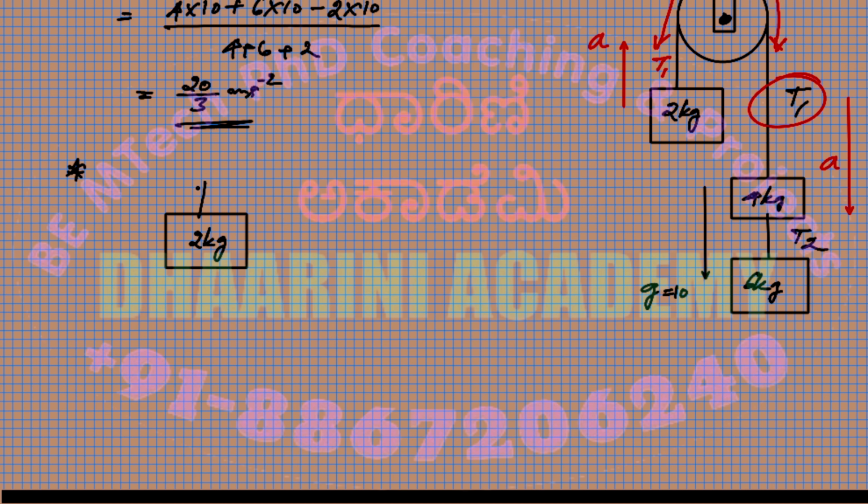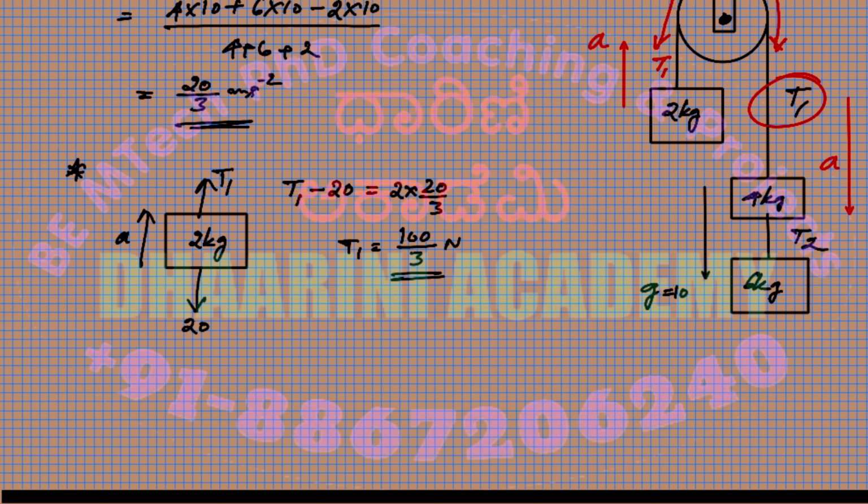There is a tension on one side. This is T1. There is a weight acting on this body going downwards. So I can write that is 2 into 10, so that is 20. And this body is going to move upwards with an acceleration A. So solving this easily, upwards T1 minus 20 is equal to mass into acceleration, so 2 into 20 by 3. So T1 equals 40 by 3 plus 20, so I think 100 by 3.